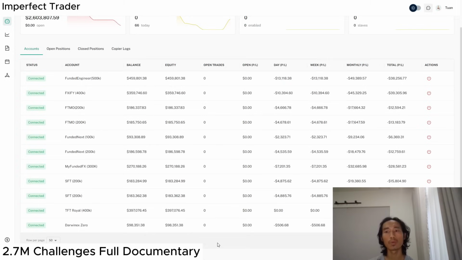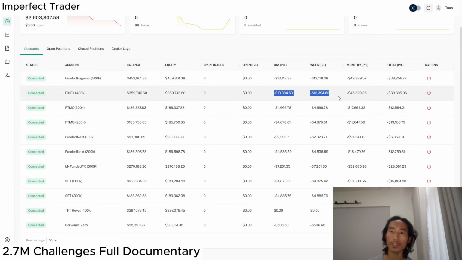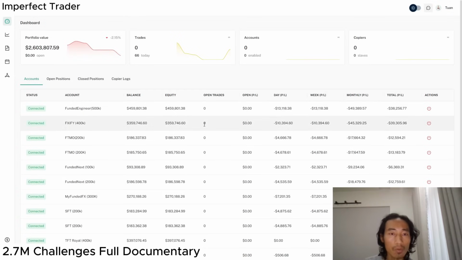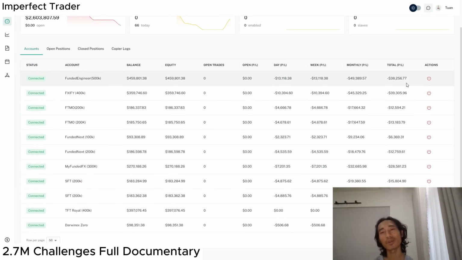So I want you to look at this trade copier. On FXIFY, you can see that I officially failed. On Funding Pips, I failed too. On FFT, I have around 1.5%. On FTMO and Funded Engineer, I have around 2 to 3%. Funded Next, around 3%. So Funded Next so far is pretty good. All right, so I'm going to say that I have around 1 or 2% left for all the accounts, but I failed on FXIFY, so I consider it the end of the series as well.